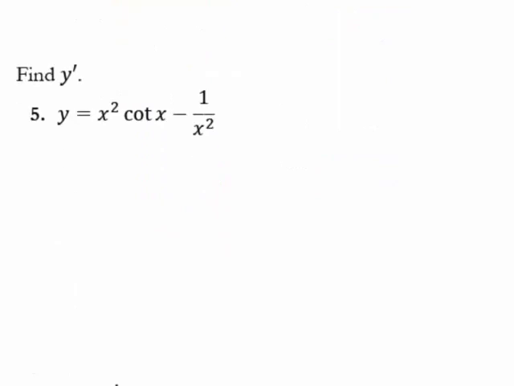Find the derivative of y when y is x squared times the cotangent of x minus 1 over x squared. So now this example shows a lot of the things that we've done in this class. X squared cotangent x needs the product rule, and 1 over x squared needs to be rewritten as an exponent. X squared times cotangent x is a product. F is x squared, cotangent is g. We'll use the product rule here when we create y prime.